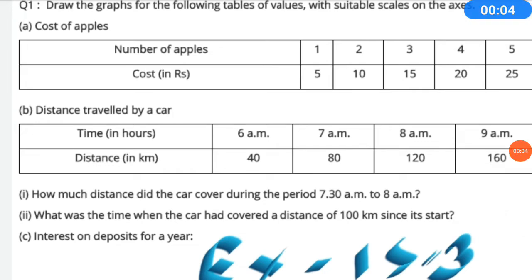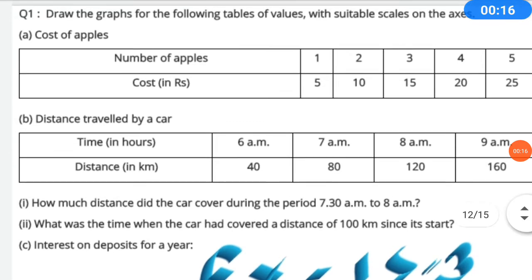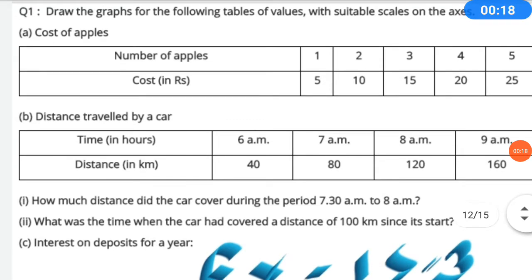Here we are going to have exercise 15.3 from chapter number 15, class 8 NCERT Maths book. So here is the first question. Draw the graph for the following table of values with a suitable scale on the axis. Here what we have to do, only two questions there in this exercise. 15.3, only two questions, and both the questions are graph questions. You have to look at the coordinates and then plot a graph.